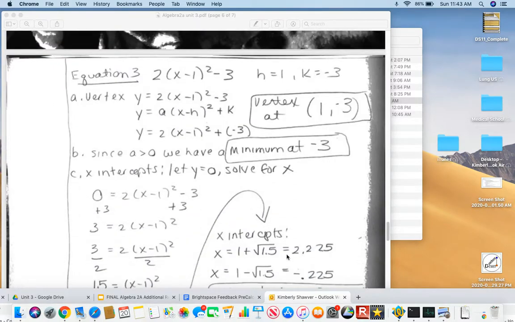Finally, on to the last equation. 2 times (x minus 1) squared minus 3. This one's going to have a minimum because a is greater than 0. Here's our equation in standard form.